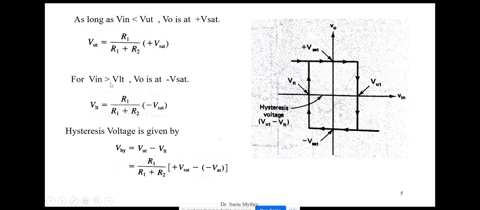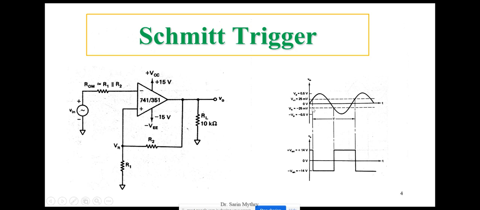For Vin greater than VLT: whenever the Vin is greater than VLT, your output is going to be minus Vsat. You can see now, from 0 point to this VLT, whenever the Vin is greater than VLT, your output will always be minus Vsat. Once Vin crosses this one, once it exceeds this, there will be a change again. Again it goes to positive Vsat.